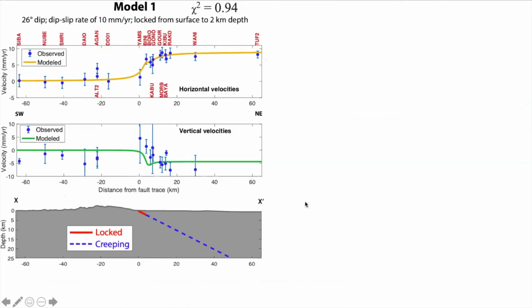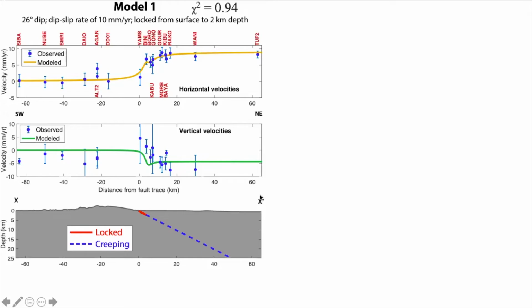So going through the best fitting results of these models, first we started with models where the fault is locked to the surface, which is the classic consideration of fault locking, that the surface is locked no matter what and won't slip until the deeper portions slip. So here with surface locking, the best result is a 26-degree dipping fault, slipping at 10 millimeters per year dip slip, locked down to 2 kilometers depth. And you can see the fit to the horizontal velocities here and the fit to the vertical velocities here.